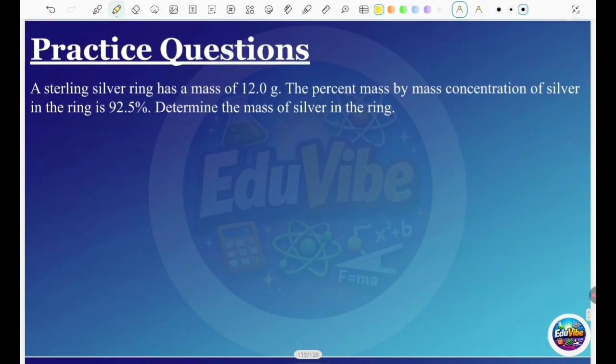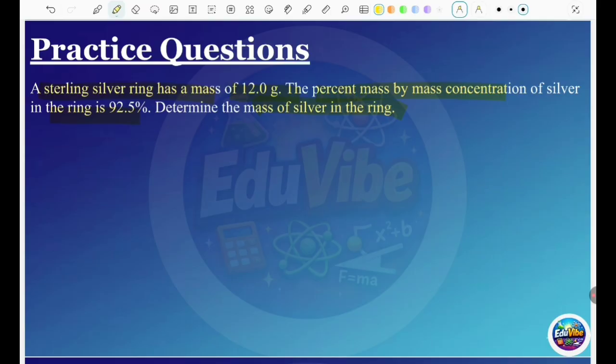The question says a student's silver ring has a mass of 12.0 grams. The percent mass by mass concentration of the silver in the ring is 92.5%. Determine the mass of the silver in the ring. So now you have to find the mass of the silver. They've given you the mass by mass concentration.